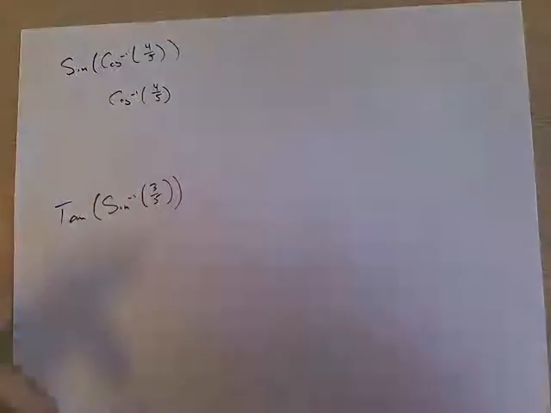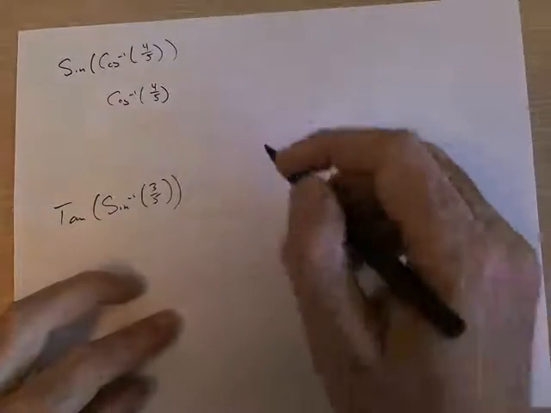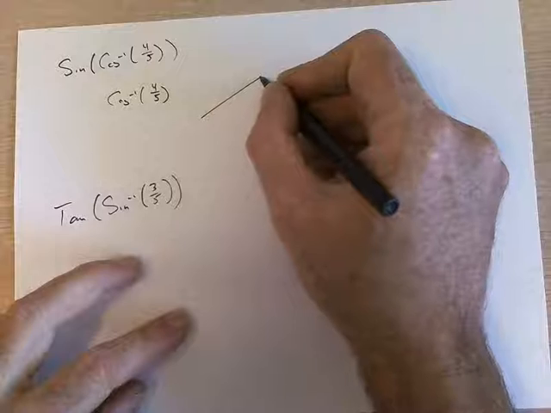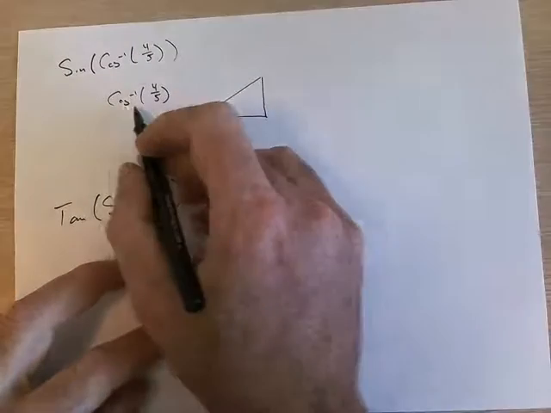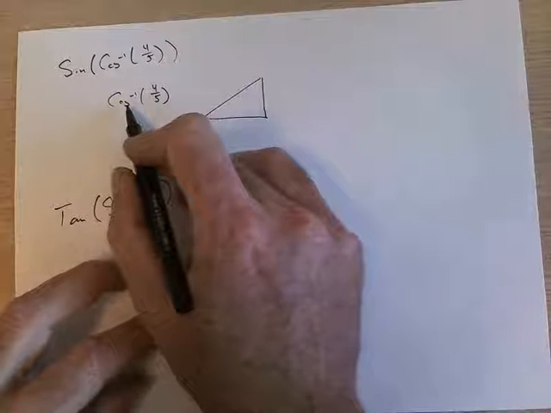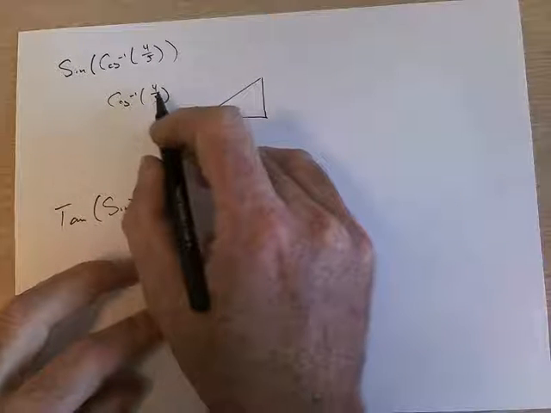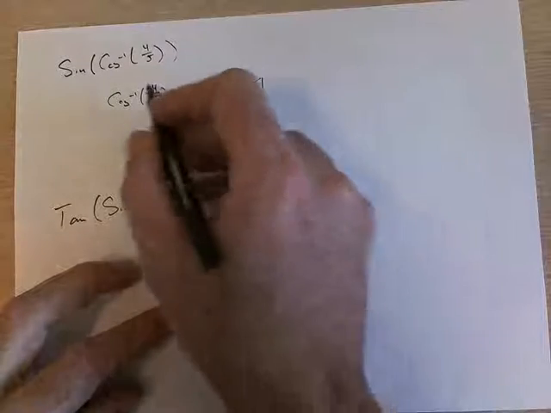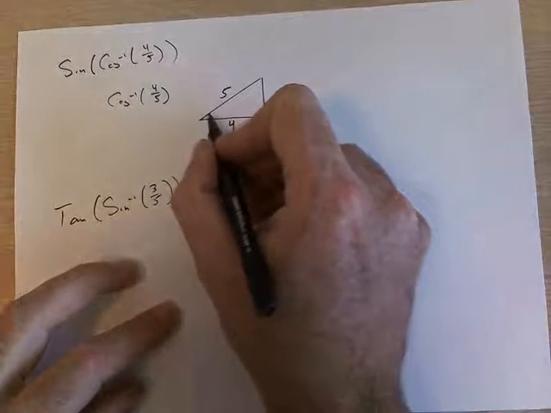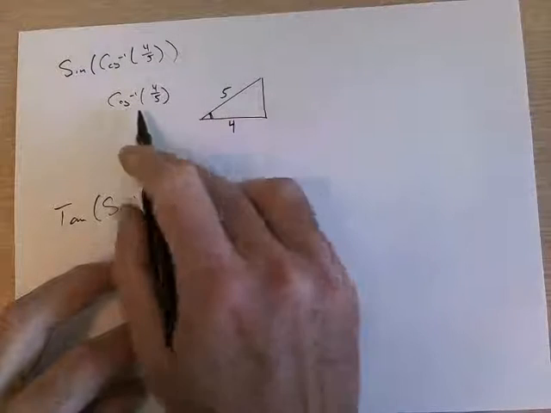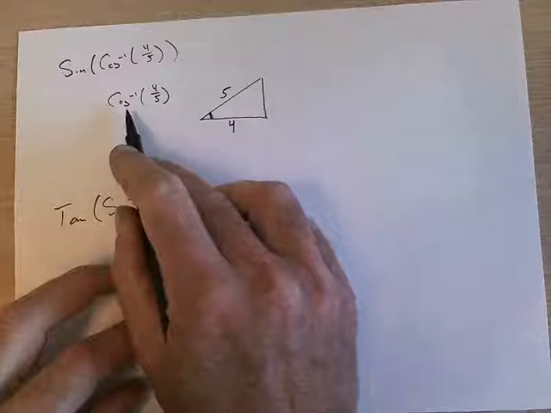So there's a picture to be drawn here where I want a triangle with an angle whose cosine is 4 divided by 5. That's literally what this means. The angle whose cosine is 4 divided by 5. Well, cosine is adjacent divided by hypotenuse. So if I make 4 the adjacent side and 5 the hypotenuse, then this angle right here is in fact the angle whose cosine is 4/5.